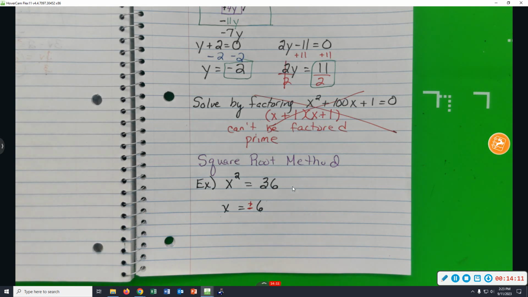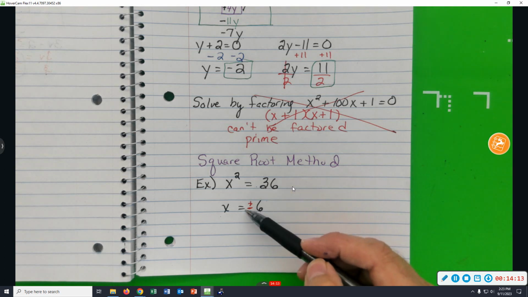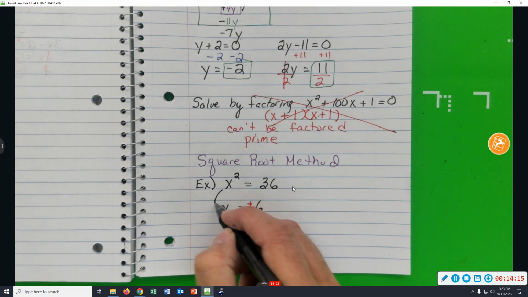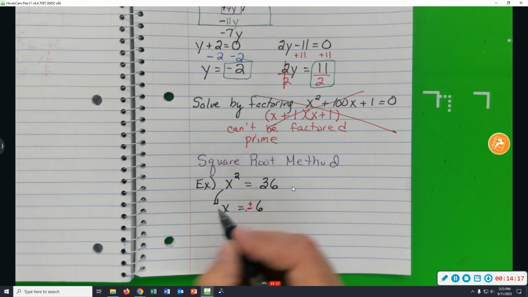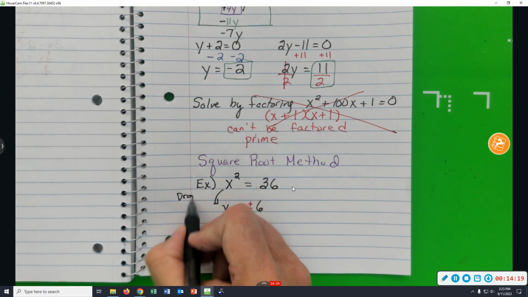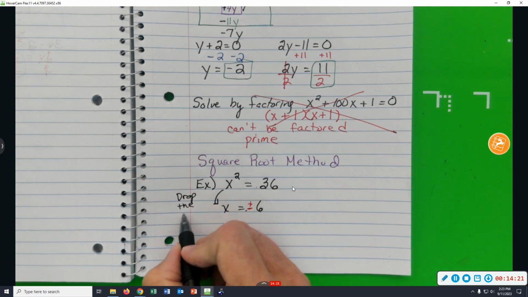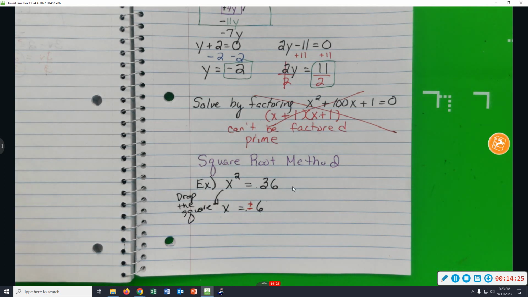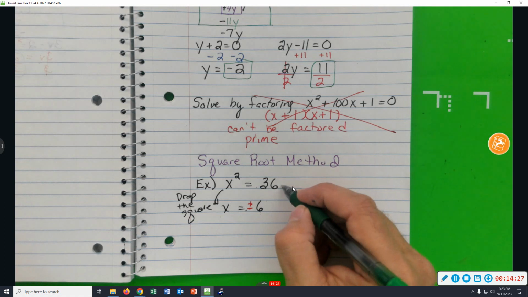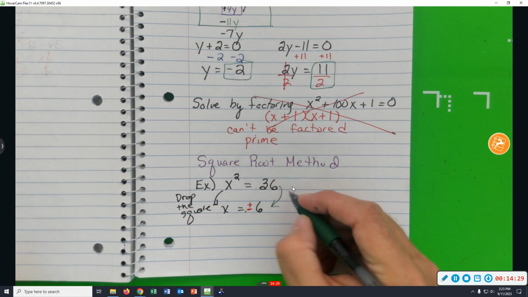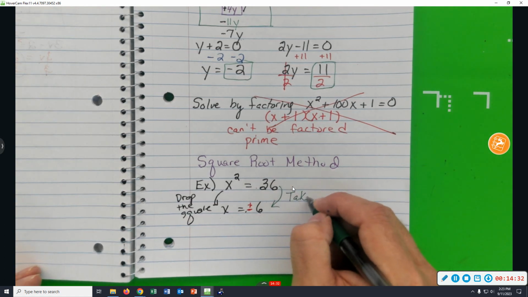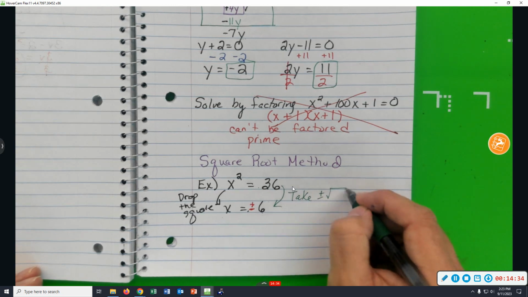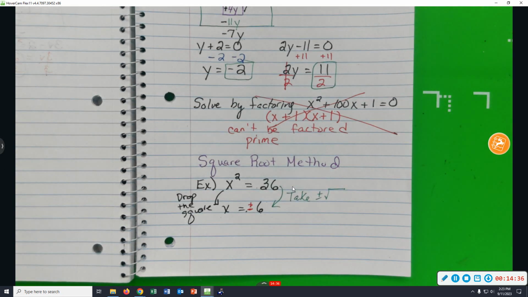So what did I do going from here to here? Well, to go from x squared to x, it looks like I just dropped the square. Is it too low? Can y'all see that? And then from here to here, you take the square root of the number and put plus minus in front of it. So take the positive and negative square root of 36.